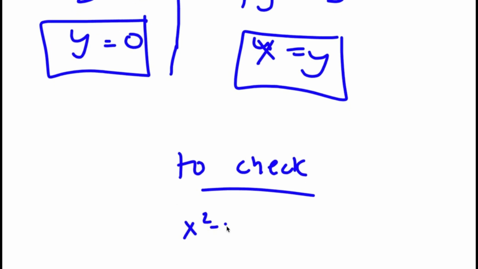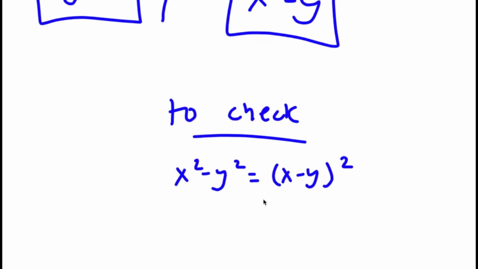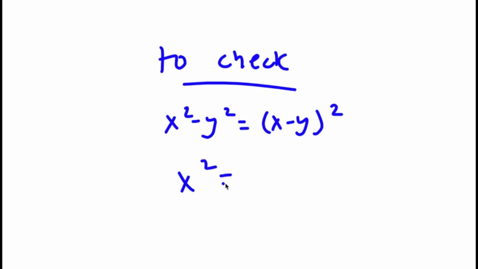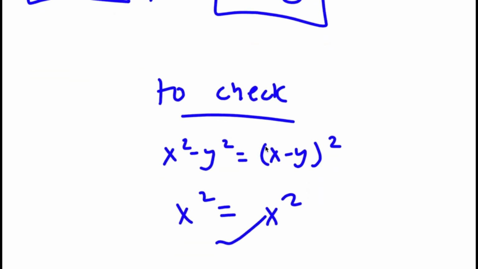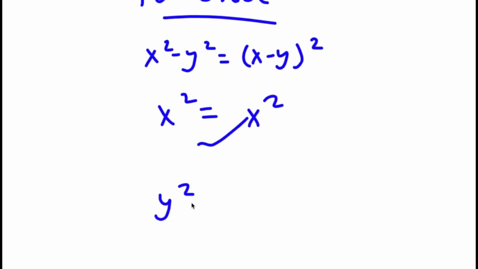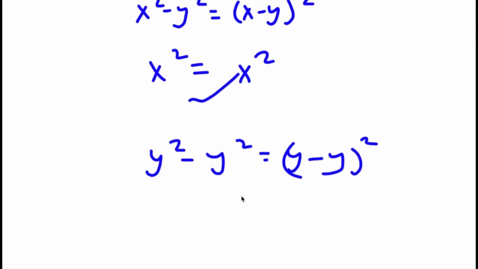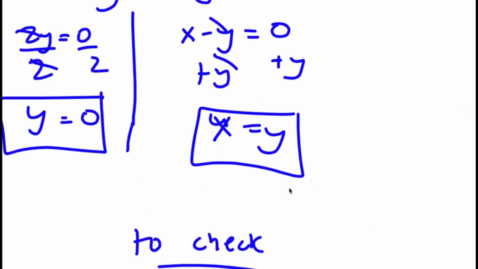So now to check, I have x squared minus y squared is equal to (x minus y) squared. If y equals 0, then I have x squared is equal to x squared. So this is right. Now, let's try if x equals y. So if x equals y, then I can simply replace x with y. So now I have y squared minus y squared is equal to (y minus y) squared. y squared minus y squared is 0. y minus y is 0. 0 squared is 0. So I have 0 equals 0, so this is right as well. So both solutions are right.